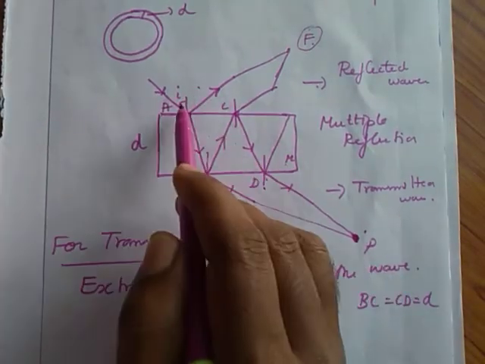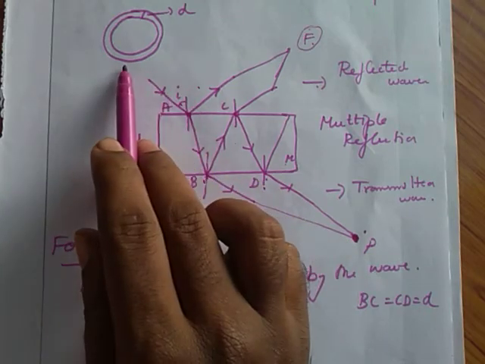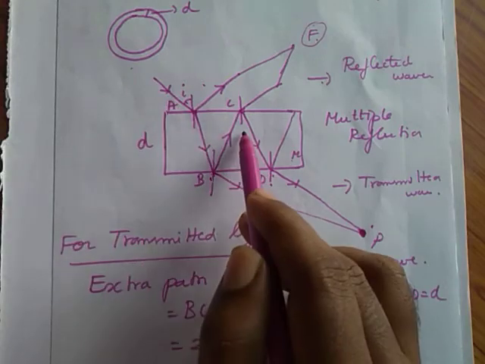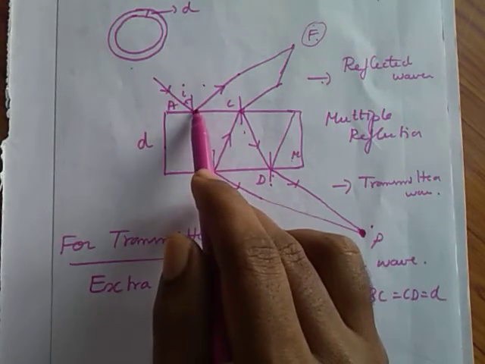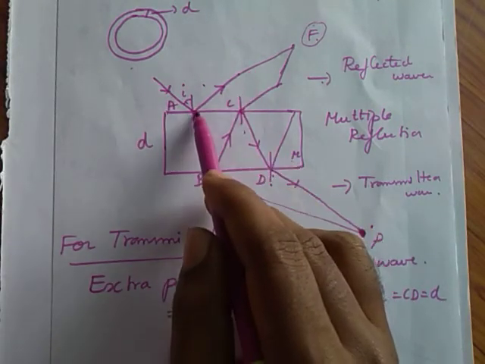See, in the reflected part, the ray of light, that means a wave of light from a rarer to a denser medium, at that point A will be partly reflected and partly refracted.